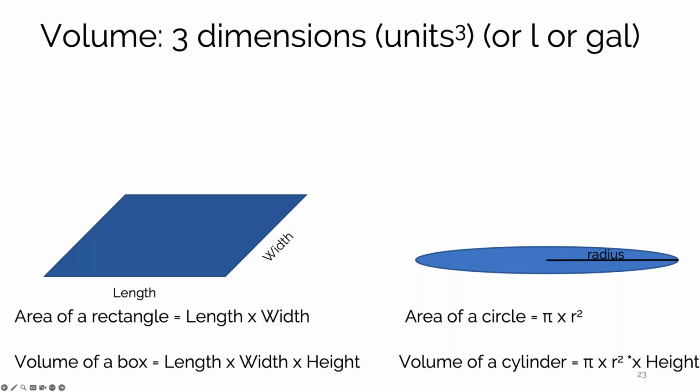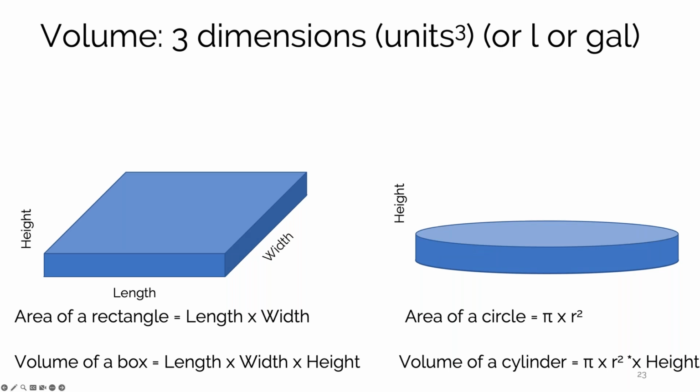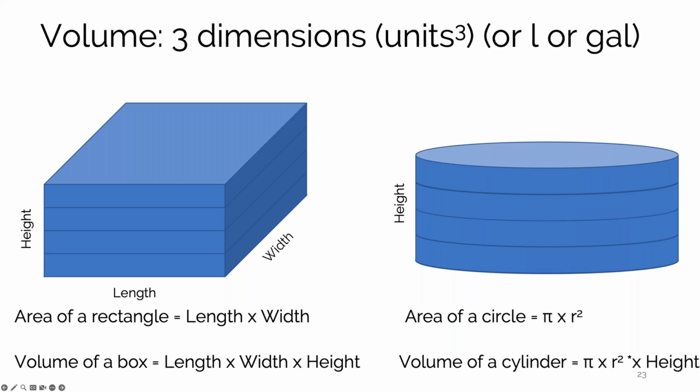But we get volume by essentially taking our area and adding that third dimension of height or length, which gives us a three-dimensional measure, which is a volume. So it's essentially our area formulas with an additional unit attached to it, being height or length.